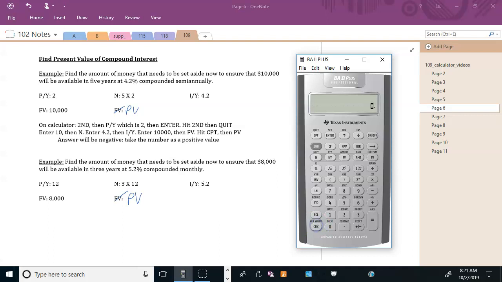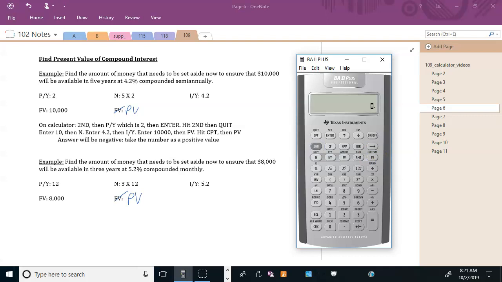All right, let's clear that out. Now, our calculator sometimes will save things it shouldn't. To thoroughly clear, hit clear, then second clear, and then second FV. That should clear out anything that should not be there.